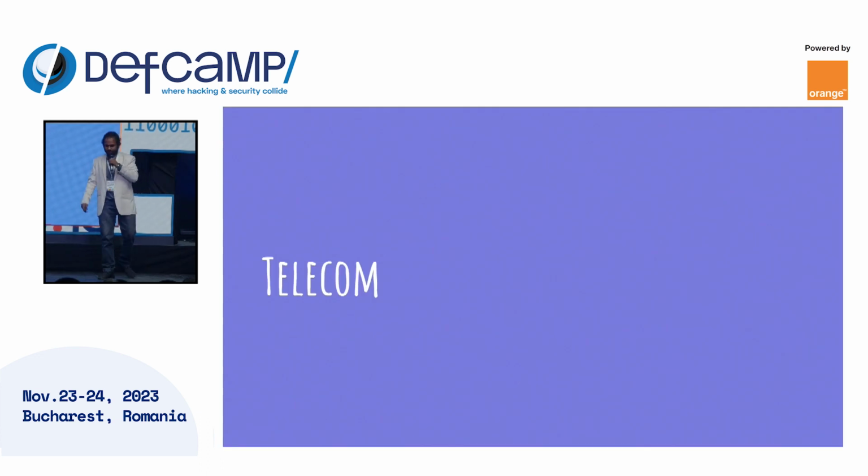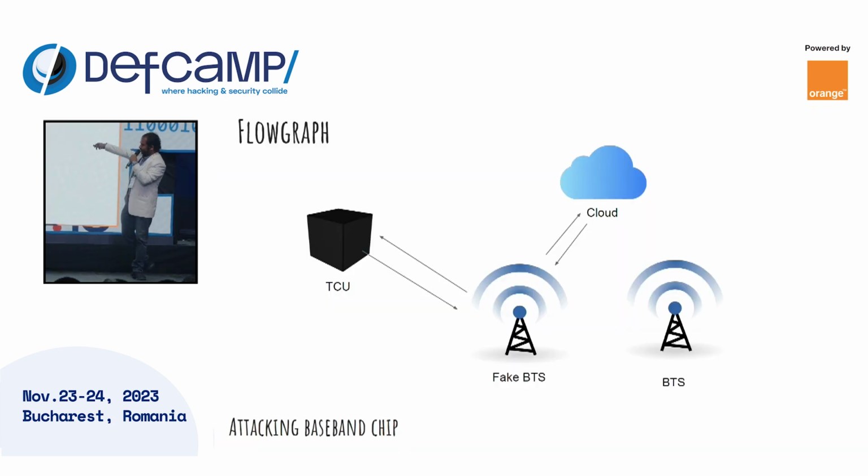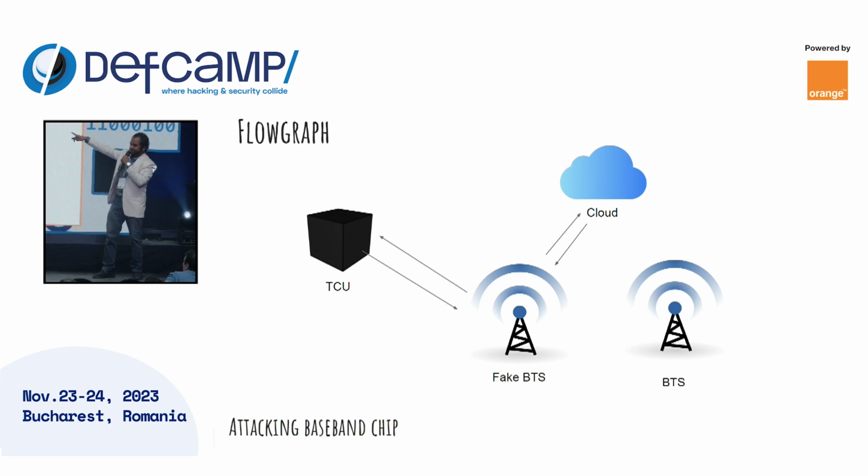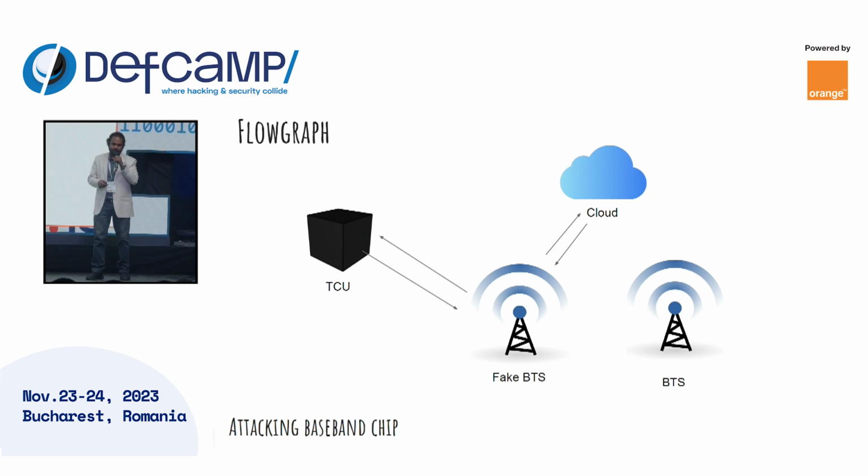So here's the telecom part. That's the TCU. Pardon me for the bad graphics. But you can see that the TCU is actually communicating with the BTS on a standard network, and it is communicating through the BTS to the cell phone towers and over the cloud. So what we're going to do is create a fake base station.